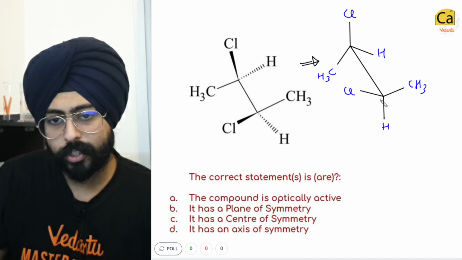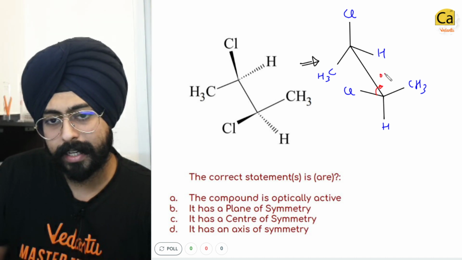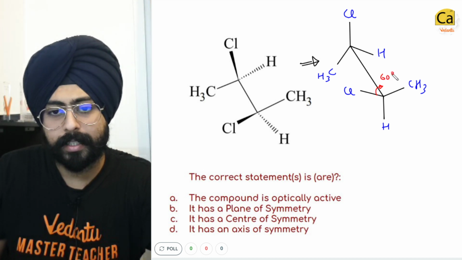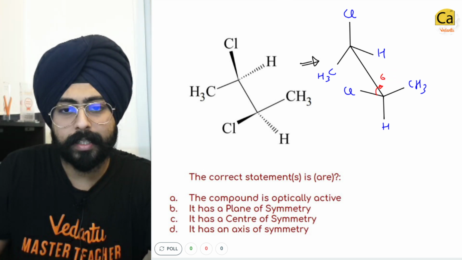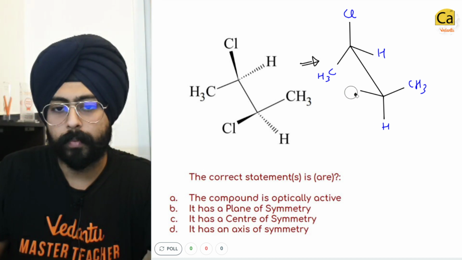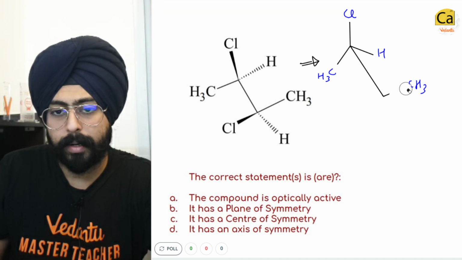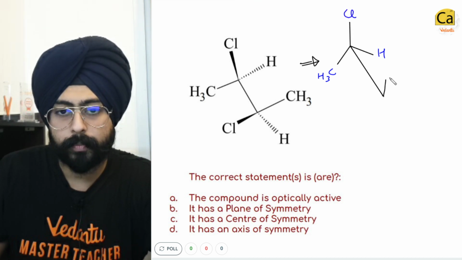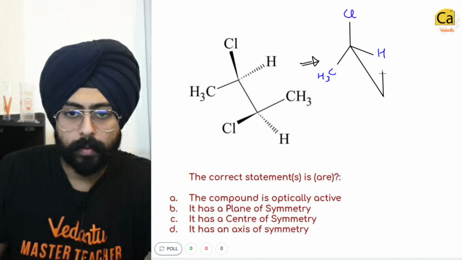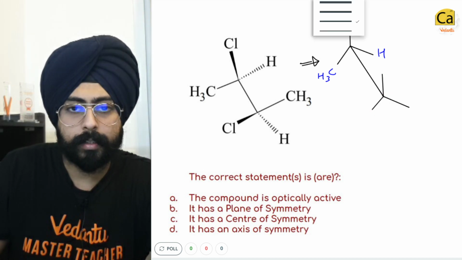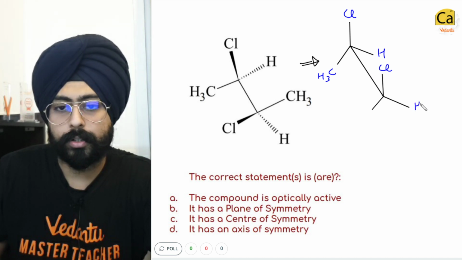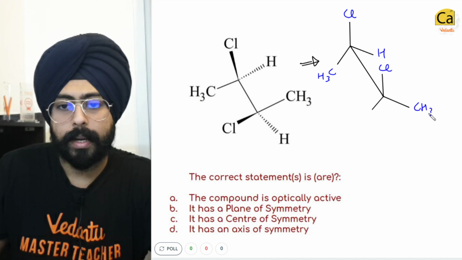All you need to do is just rotate this by 60 degrees. The front carbon, just rotate it by 60 degrees. What will you get if I rotate it by 60 degrees? Let me draw it for you. Let's make the structure even better. So there is going to be a chlorine at the top, CH3 at the right and H at the left. So we'll quickly make it. CH3 and H.